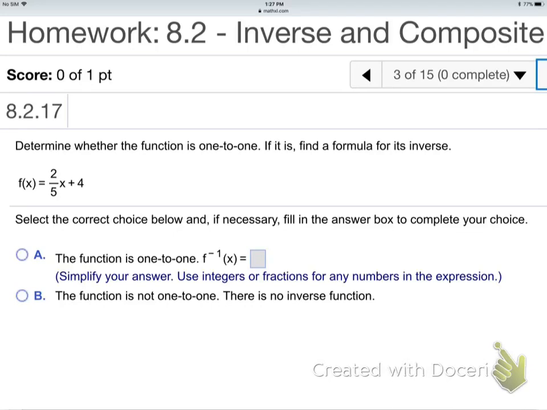Okay, so what is f of x again? What's the function letter always? That's y, isn't it? So it's y equals 2/5 x plus 4. All right, go through the two steps. You know them. Switch x and y. Don't move anything else. Just switch x and y. Then solve for y.